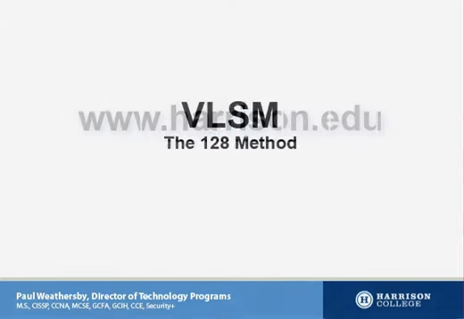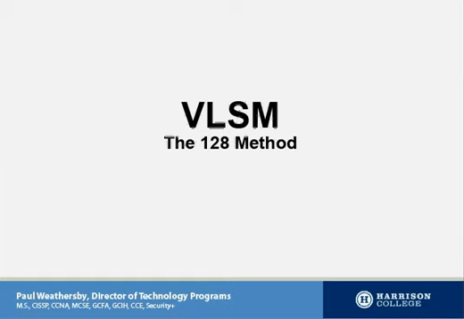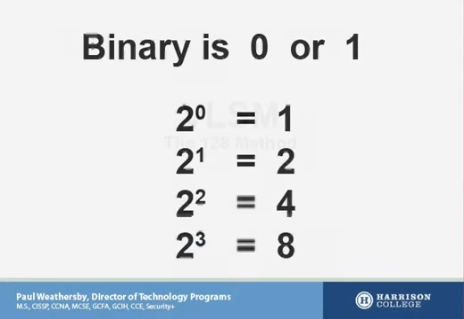Today's topic will cover variable length subnet mask. I'm going to describe a method I refer to as the 128 method because the only number you need to remember is 128 in order to build the blocks and charts that can be used to find any answer to a subnetting question. We need to go back a little bit and understand binary at its most basic level.